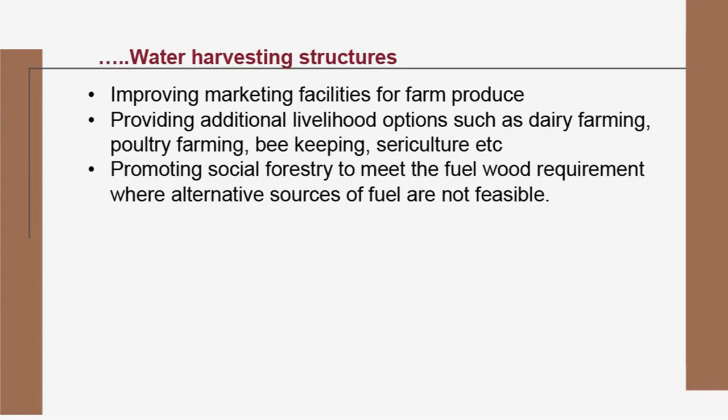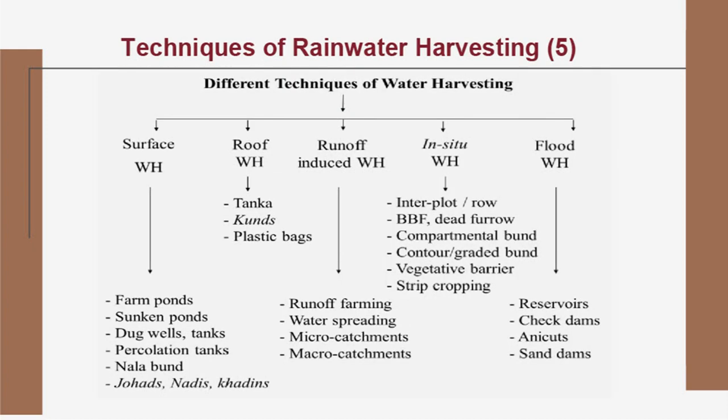Similarly, agroforestry can be adopted that will conserve soil, increase carbon sequestration and also the income of the farmer. Now see, there are different techniques of rainwater harvesting and they can be grouped into five. One is surface water harvesting. WH here means water harvesting. It includes farm ponds, sunken ponds, dug wells, tanks, percolation tanks, nala bunds, johars, nadis, khadins. There are different names for the pond, like talab.